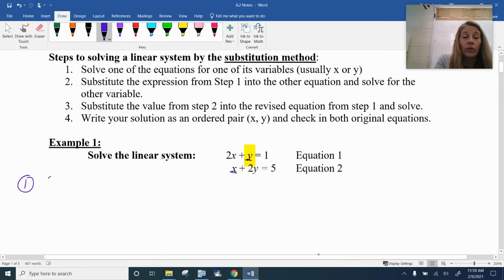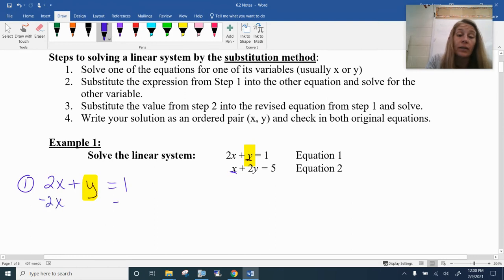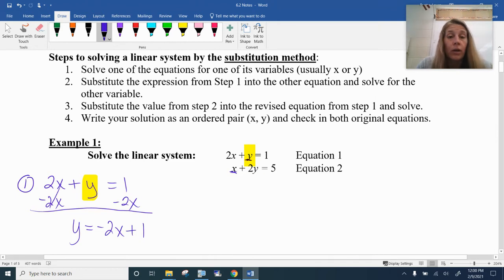So step 1, I'm going to start out with equation 1, and I'm going to get this y by itself. And as you might remember, to get the y by itself, first thing you would do is either add or subtract the x term to the other side. So since this is a positive 2x, we're going to subtract it from both sides. And then now we're left with y equals negative 2x plus 1 as our variable expression there.